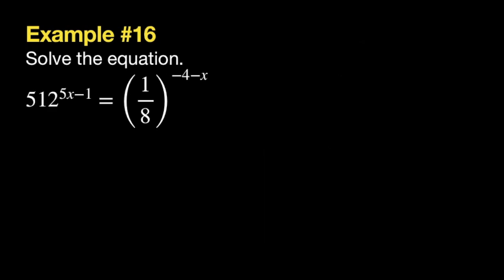For this problem, we have something similar. We want to make sure that we have the same bases, and the first one is 512, and we know that we can rewrite that with a base of 8, and then 1/8 you can write it as a base of 8. So we are going to rewrite this as 8 to the third power raised to the 5x minus 1, and that's going to be equal to 8 to the negative 1 raised to the 4 minus x.